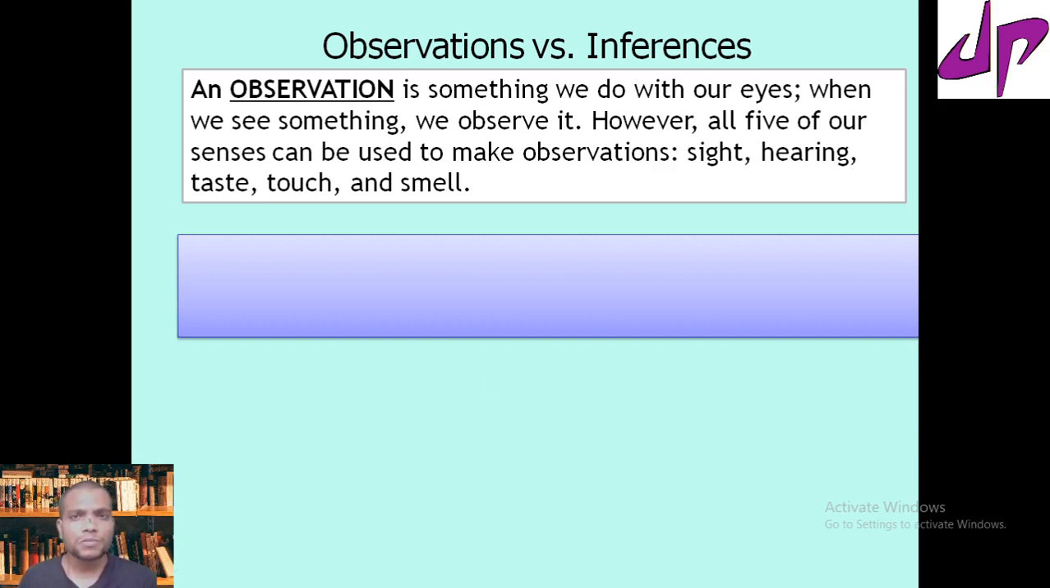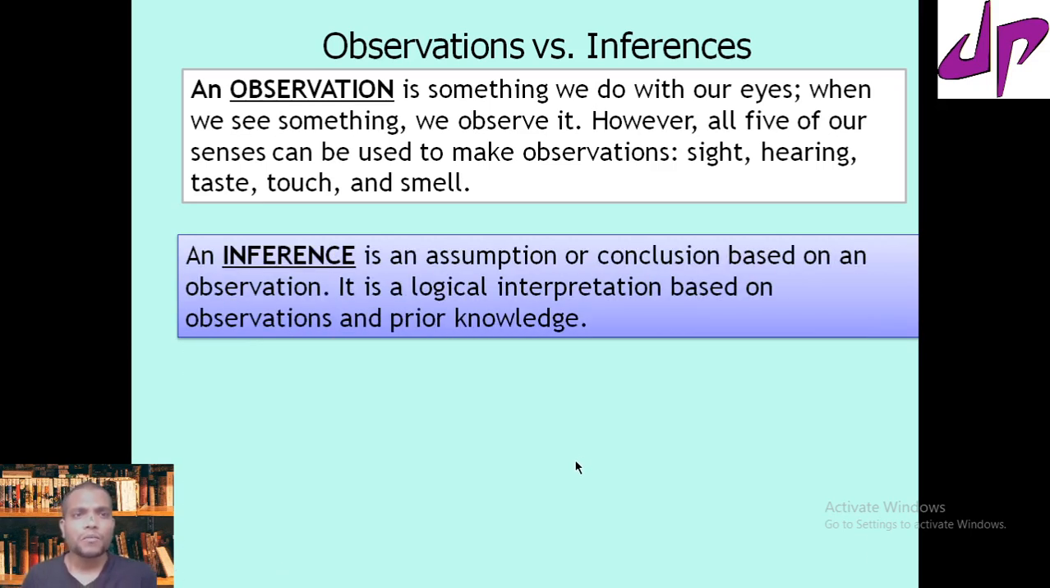Now, sometimes we use inference. What is the meaning of inference? It's an assumption or conclusion based on observation. Or in other words, you can say it's a logical interpretation based on observations and prior knowledge.